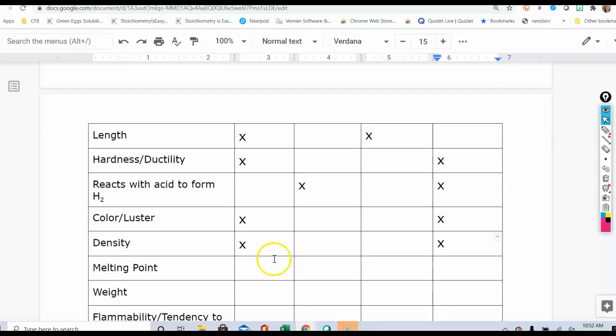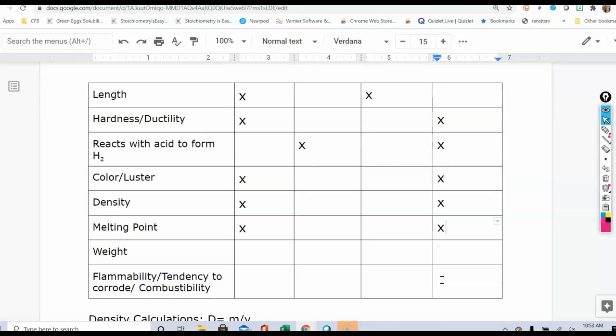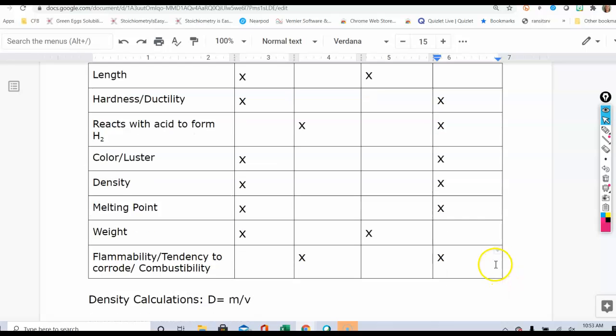So the density does not change with amount, as will be melting point. For melting point, physical and intensive. Weight is not going to be chemical. It is simply going to be physical, but it will depend upon amount. So that is extensive. And then its flammability, tendency to corrode, or its ability to be lit on fire. Those are all chemical types of changes, and they do not depend upon amount, so they are intensive.